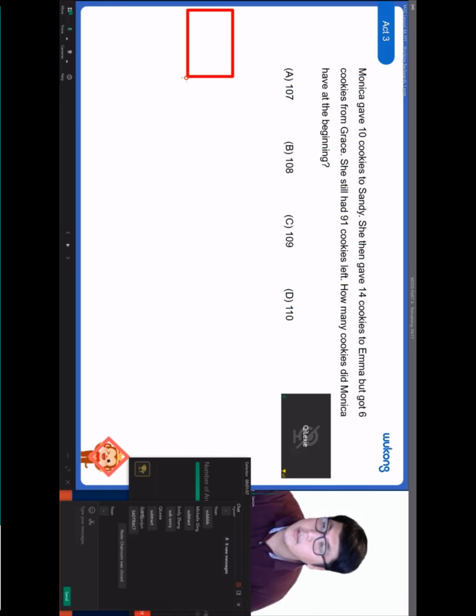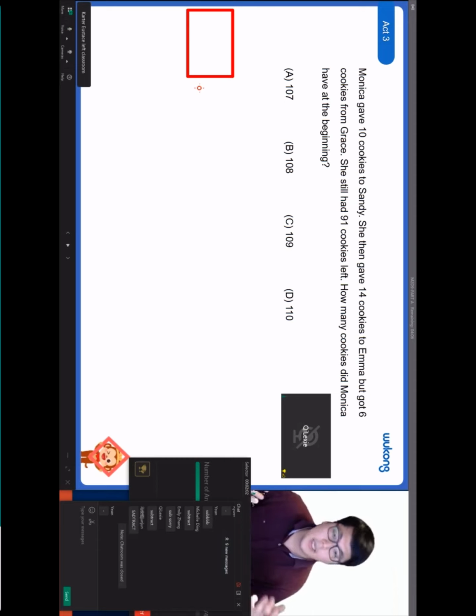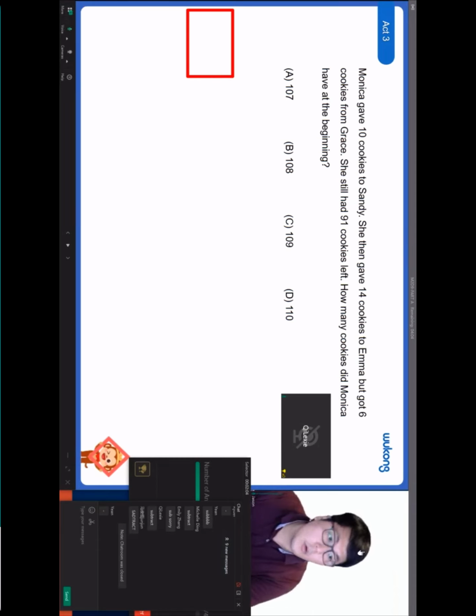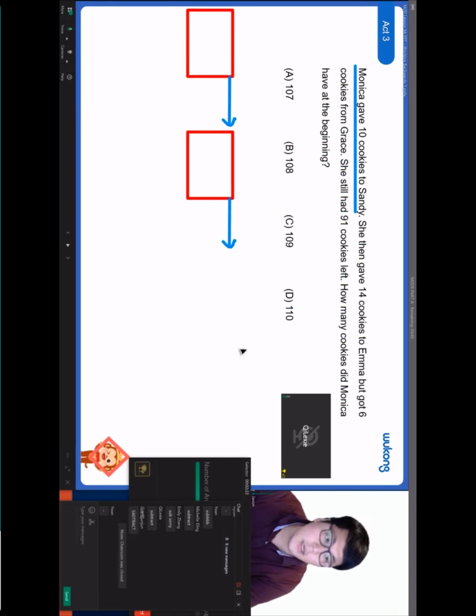Good. Yeah, okay, so we have a box because we don't know how many cookies Monica has at the very beginning, okay? But what was the first step? The first step, Monica gave 10 cookies to Sandy. So if you're giving 10 cookies, are you losing cookie or adding cookie? Losing. Yes, you're losing. So that means, do you need to add or subtract? Subtract. Yes, so we minus 10.